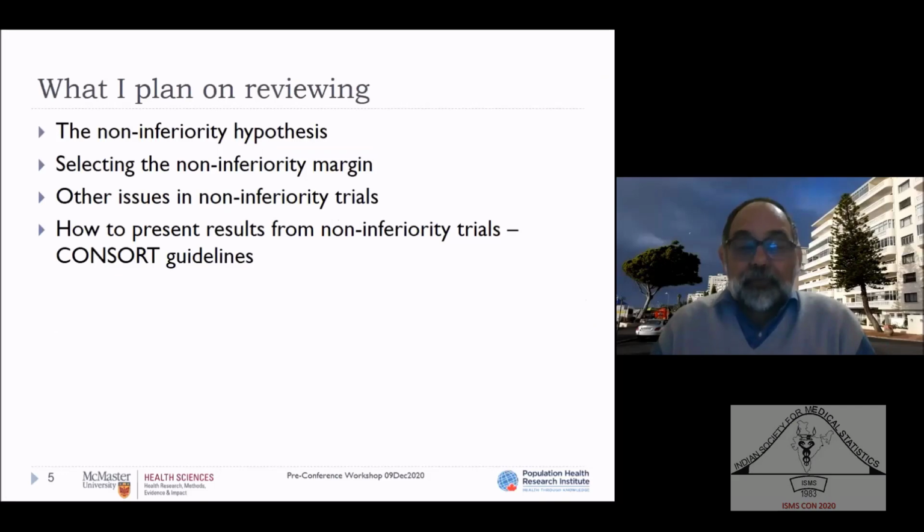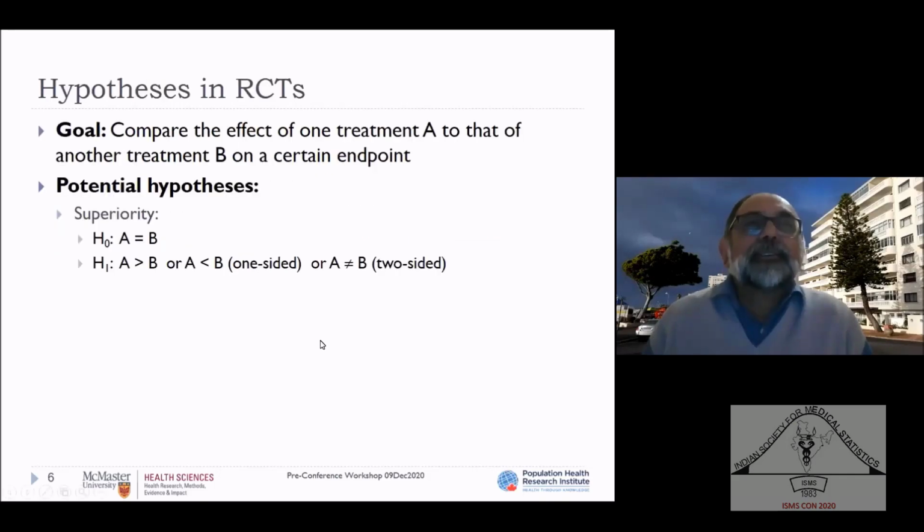What I'm going to be reviewing in the first part of this workshop is the non-inferiority hypothesis, how we go about defining it, how we select the non-inferiority margins, and then some other issues in non-inferiority trials and how to present the results. So let's start off with something that we know very well, and that is hypotheses in randomized controlled trials, where we're trying to compare the effect of one treatment, let's call it A, to that of another treatment B on a certain endpoint.